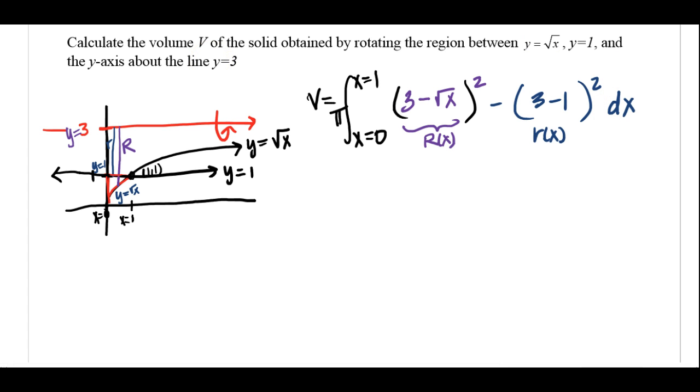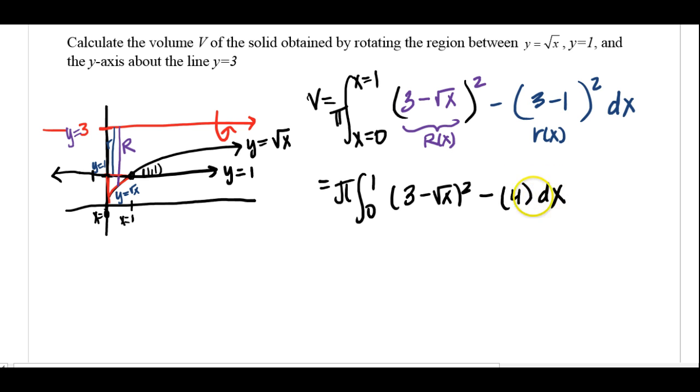And if I were to do just a little bit of simplifying, I would get pi times the integral from 0 to 1 of (3 minus radical x) squared. Once again, do not be tempted. This squared does not distribute, so this is not 9 minus x. That doesn't work. And then minus, so this is 2 squared, so minus 4 dx. And then this is the setup. We could use our calculator to evaluate this integral. The setup is clearly the hardest part, so finding the correct big R of x and little r of x and squaring each one, and then definitely not forgetting the pi.